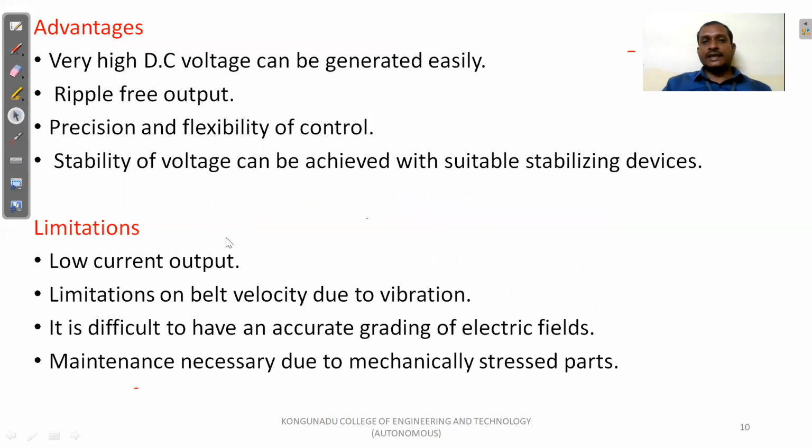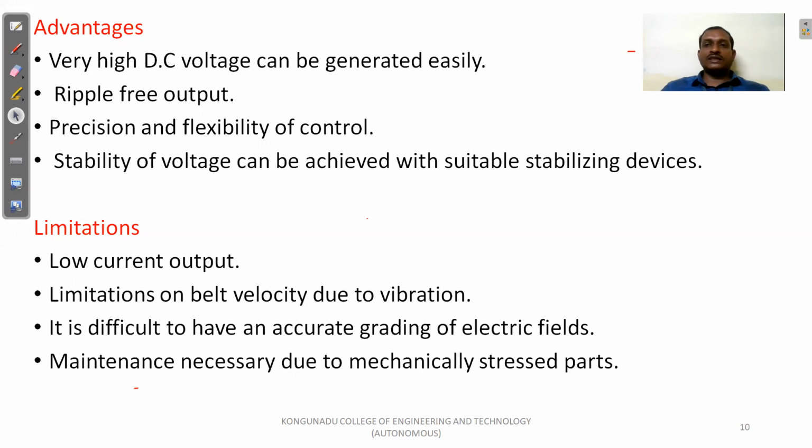With the help of this Van de Graaff generator, very high DC voltage can be generated. The output will be ripple free. Precision and flexibility of control are possible. Stability of the voltage can be achieved with suitable stabilizing devices, and stability control is also simple.